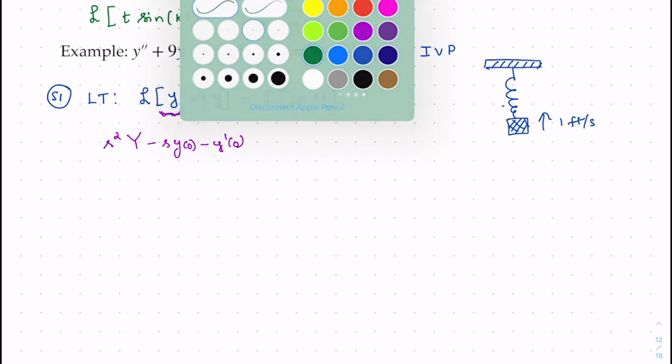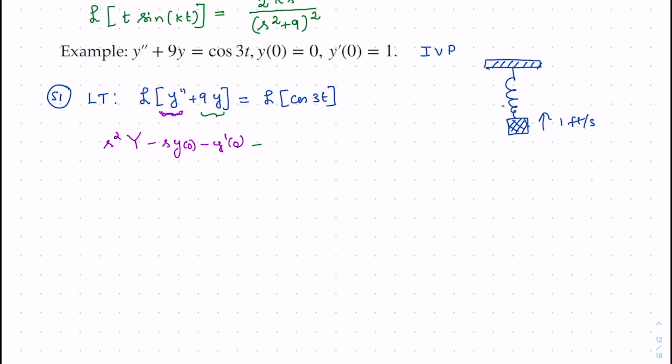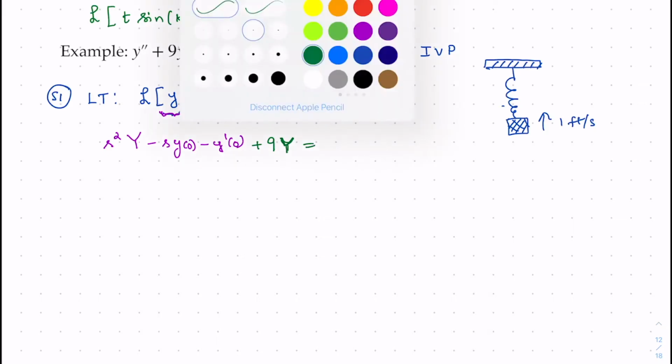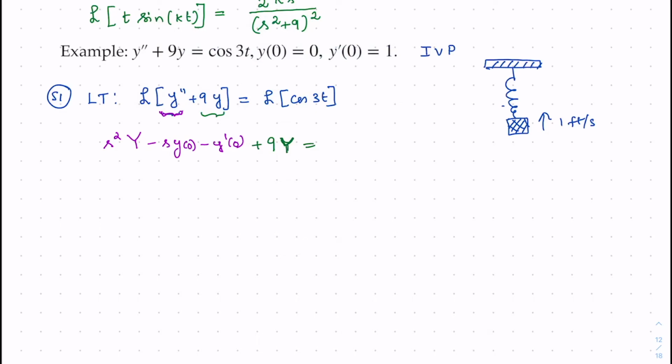And if I apply the Laplace on this one, that's a very simple one. It's going to be 9 times the capital Y. There's no s times, that's just the function itself, right? There is no derivative, so it's simply 9 times capital Y, and this is going to be equal to the Laplace of cosine 3t. And the Laplace of cosine 3t, you all know, is equal to, it's a cosine, so I'm going to have s on the top and s squared plus 9 on the bottom, right? That is what we are going to have.